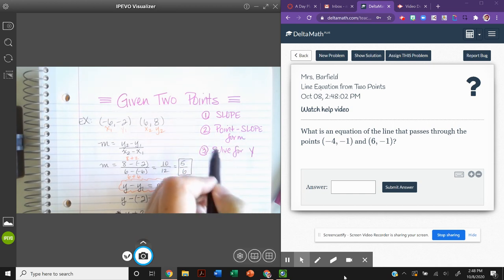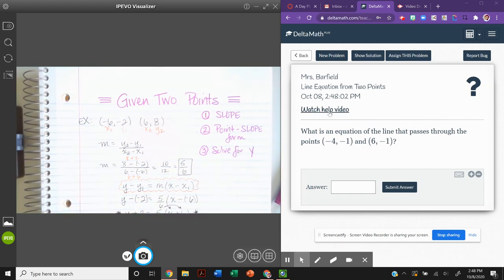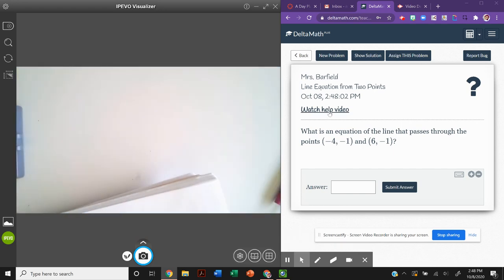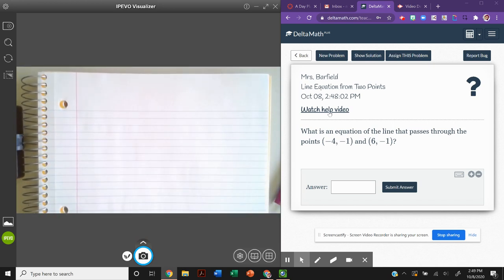Remember, as I said in my first video, this is different than what is presented in Delta Math. So if you click over here and you watch the help video, the information presented is going to teach you a different way, and I'm teaching you to use point slope form. All right, so now let's look at our next example.